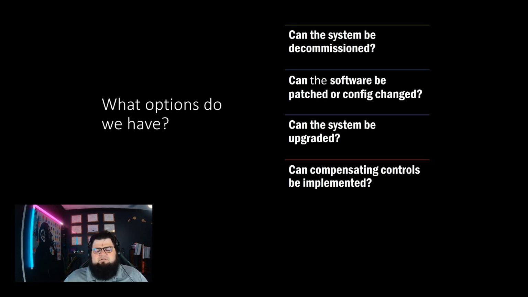Now, it's important to realize that we have options, right? There's a handful of things we can do. We can decommission systems, we can patch the software, change configs, we can upgrade systems, we can look for compensating controls. So let's spend a little time going through each one of these and talking about what they mean and how they can help you.